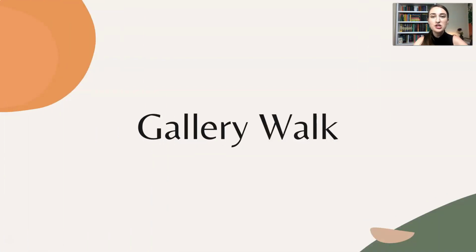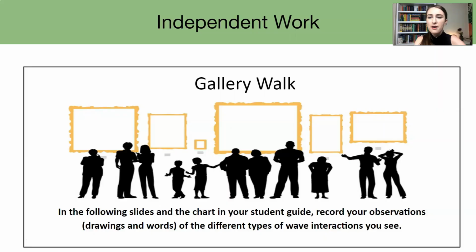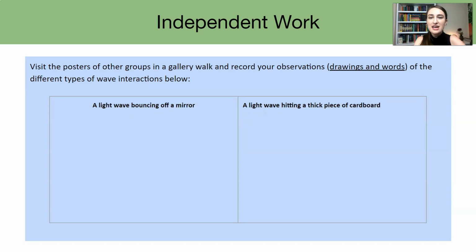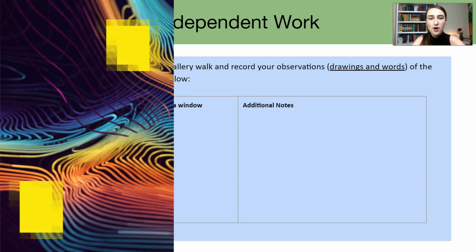All right, now we can do our gallery walk. So this is going to involve the whole class. Check with your human teacher, of course, and see what you all are doing. But the point of a gallery walk is to record your observations in drawings and in words of the different types of wave interactions you see. So you have your poster, other groups have their poster, and we're just viewing and making observations on all of the posters. You are then recording your observations in your independent work, right in these slides here. So pause this video to complete your gallery walk with your class.